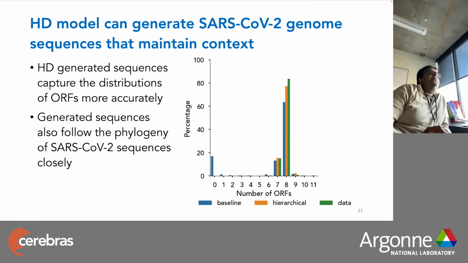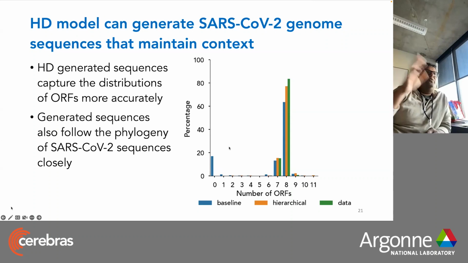So the hierarchical diffusion model can generate these SARS-CoV-2 genomes that maintain the context, which is important because if you look at the number of open reading frames from the original data, you can see the distribution. It's always between 7 and 9, which is what you want to keep it at. But the baseline model, without any hierarchical diffusion, ends up generating a lot of these invalid sequences. So the model does definitely include a better set of representations if you use the hierarchical diffusion.